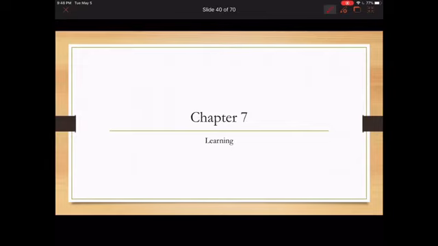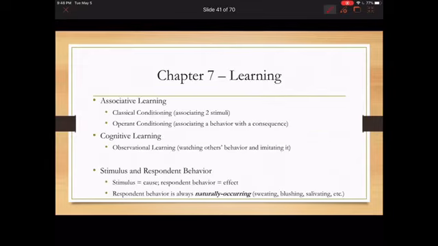All right, moving on to Chapter 7. So there are two types of associative learning we talk about: classical conditioning, where we associate two stimuli, and operant conditioning, where we associate our behavior with a consequence, whether that's a reward or a punishment. And then cognitive learning is observational learning, where we watch other people's behavior and we imitate it. We also call this modeling, stuff like that.